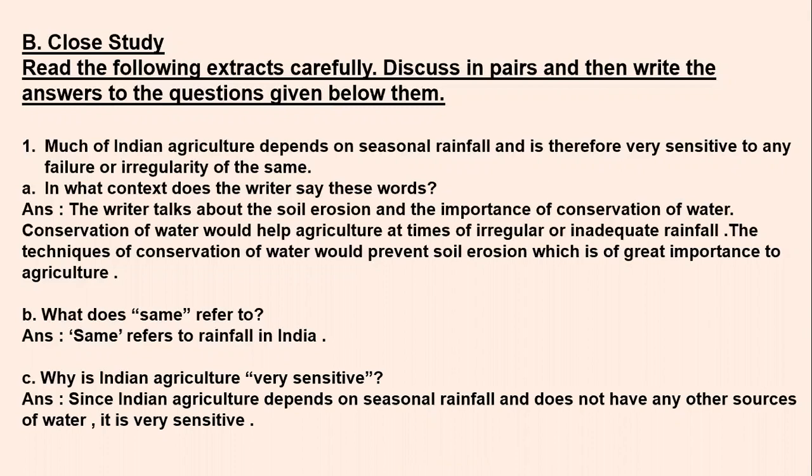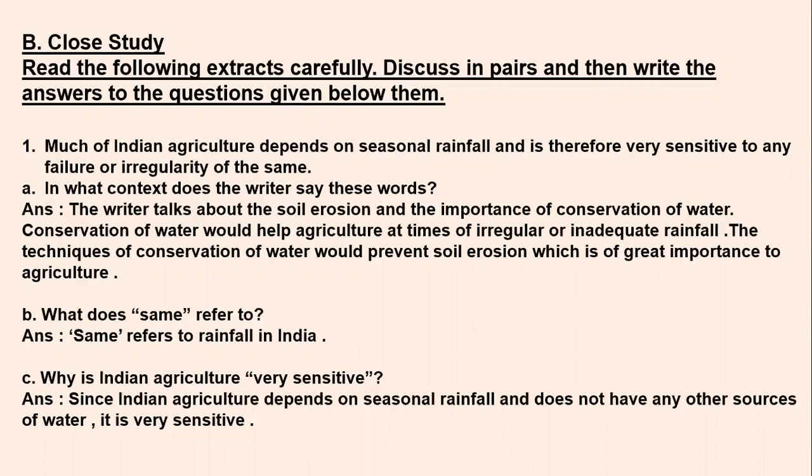So the first sentence which has been given here is: much of Indian agriculture depends on seasonal rainfall and is therefore very sensitive to any failure or irregularity of the same. So first, let us understand this. Here he meant to say that much of the Indian agriculture depends on seasonal rainfall. We know India is an agricultural country, and we Indians usually depend on seasonal rainfall. We depend on the rainfall, when it occurs, when it will happen, and then we'll have proper irrigation. And this is one of the drawbacks, and it is therefore very sensitive and delicate irrigation facility to Indians.